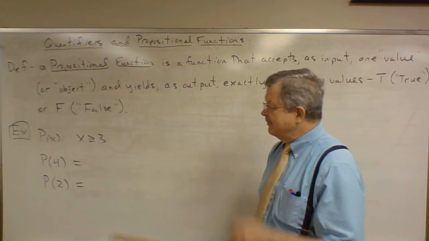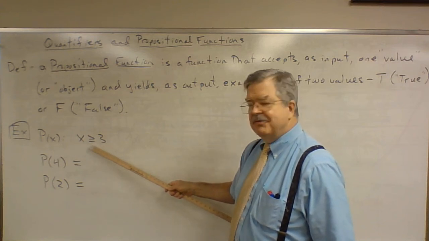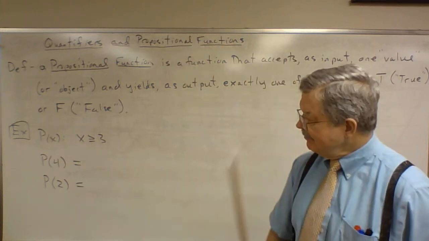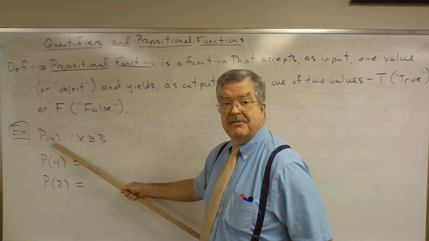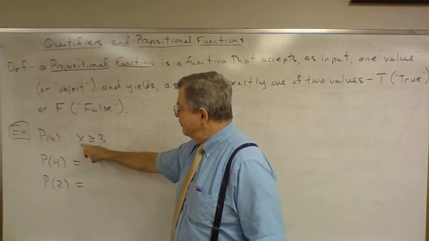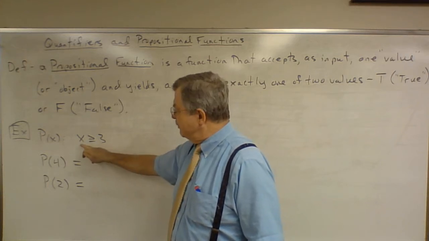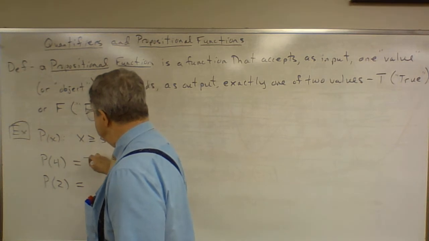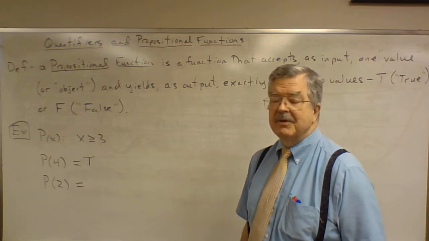Let's look at an example. Here our propositional function p of x involves the statement x is greater than or equal to 3, where x is a variable. What happens if we take 4 and plug it into our propositional function for x? Well, in that case, we're plugging 4 in for x into this statement, and this statement is either going to be true or false. Is 4 greater than or equal to 3? Sure is. So when x equals 4, our propositional function is equal to true, or T.